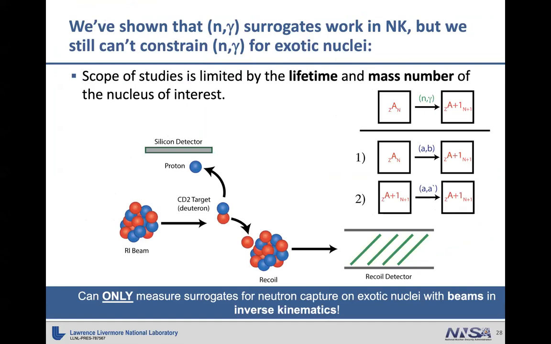But thus far, these measurements have all been in normal kinematics, and we want to extend this to inverse kinematics for exotic nuclei. Just to remind you, in inverse kinematics, you've got a radioactive beam incident on a CD2 target, which is essentially a plastic shopping bag. The proton's coming out at back angles, you're measuring it in your silicon detector. The beam-like recoil is going downstream, and you're measuring that in a recoil detector.